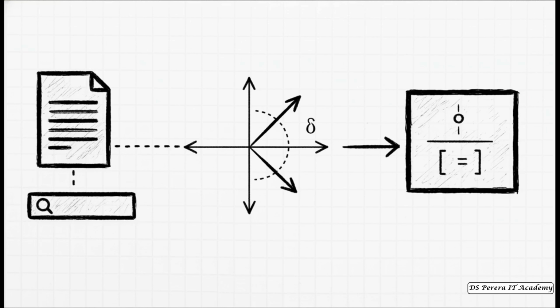Then it uses a very special concept from linear algebra called eigenvectors to figure out the most important pages. That's what the formula represents.